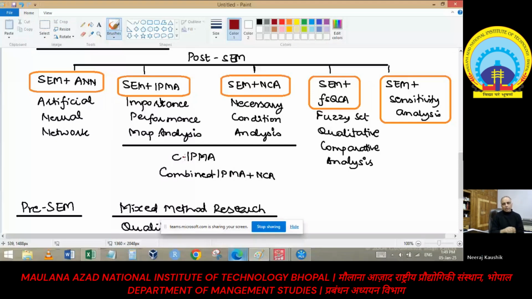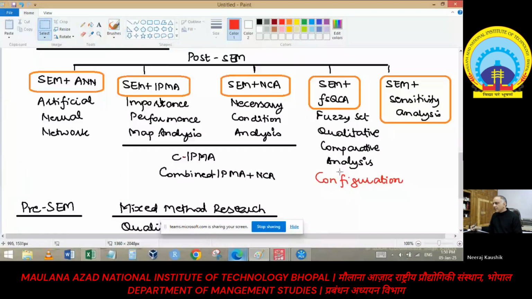FSQCA is the fuzzy set qualitative comparative analysis. There is a separate software for it. Here we work on the term called configurations. Configuration is the multiplicative effect. In regression, we work on the additive effect. Have you noted that in multiple regression, there is A1 plus A2 plus A3 plus A4? We go with the additive effect, not the multiplicative effect. FSQCA works on the multiplicative effect.